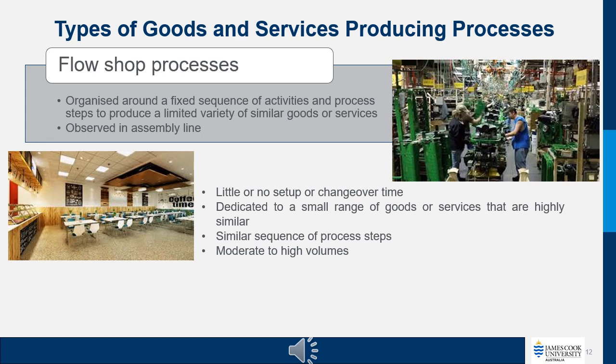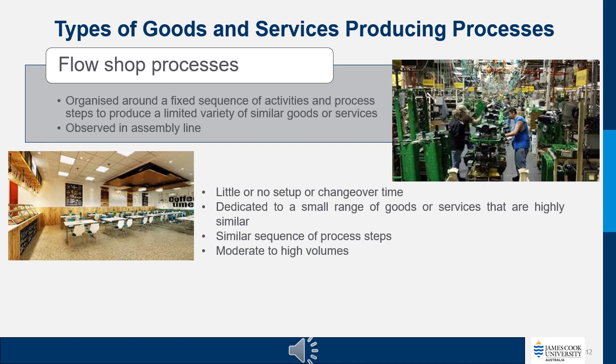Each task or operation is performed in a specific order, and the flow of the work moves from one step to the next without deviation. Limited variety of similar goods or services. Flow processes are typically dedicated to producing a limited variety of goods and services that are highly similar in nature.